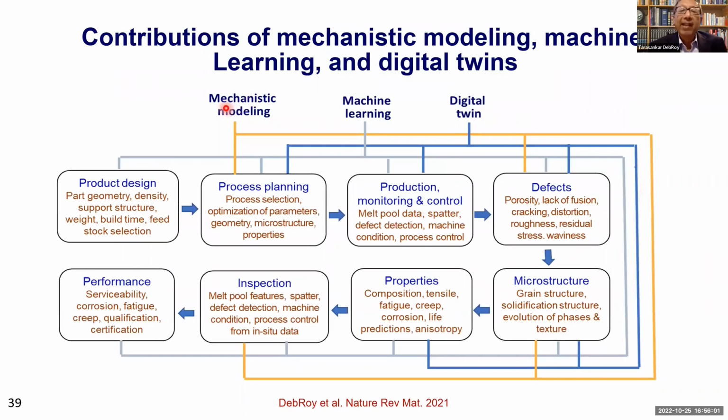We are talking about mechanistic modeling, machine learning, and digital twins. And if you look at all these steps like product design, process planning, production, monitoring and control, defects, microstructure properties, inspection performance, machine learning can do all of those steps. Digital twins are very helpful in controlling so many of the attributes, and so is mechanistic modeling. So all these can work together to give us a better product.